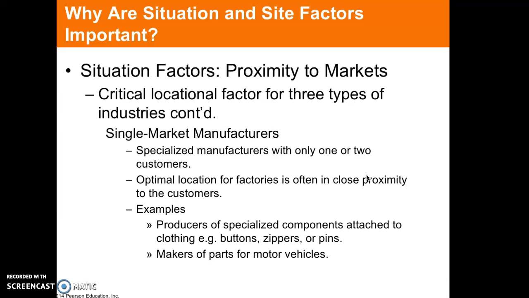Because why would you make zippers and then pay to ship them all over the world? So if you're going to open a new zipper factory, it's going to be near a clothing factory. Like YKK, the world's largest manufacturer of zippers, has factories in 68 countries, and those factories are located near clothing manufacturers. The other part might be making parts for motor vehicles.